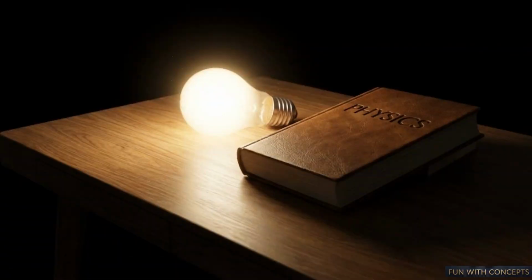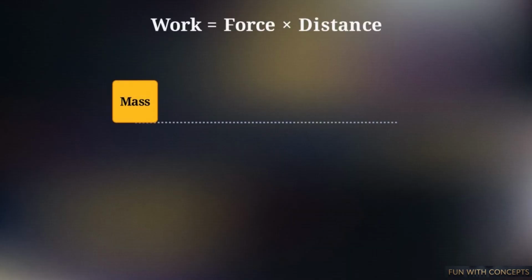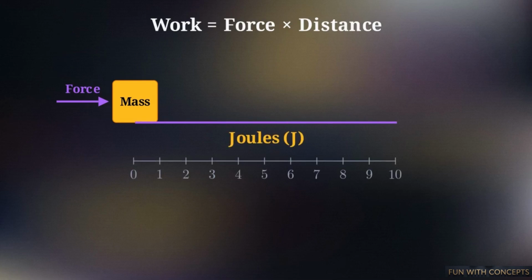In physics, energy has a very specific definition. It is the absolute capacity to do work, or to cause a change. This diagram shows what work actually means. It occurs when a directional force successfully pushes a mass across a specific distance. This scale measures that completed movement in a standard scientific unit called the joule.